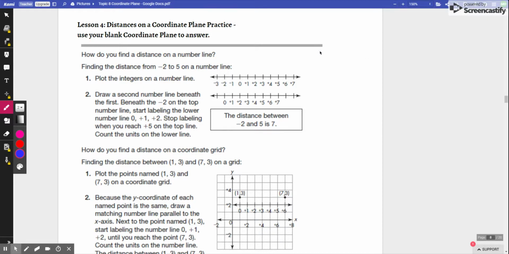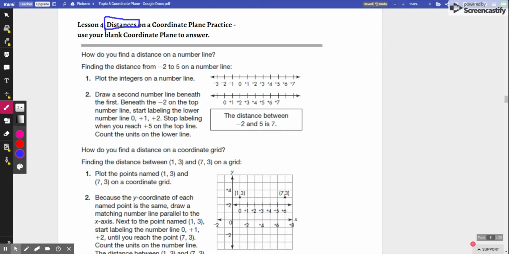This is the video lesson from our Topic 8 coordinate plane, lesson 4, where we are talking about distances on the coordinate plane. How do you find the distance between 2 points? Okay, so we're going to start with how do you find the distance on a number line? I'm on page 6. So this page is kind of busy, but it's got good information on it.